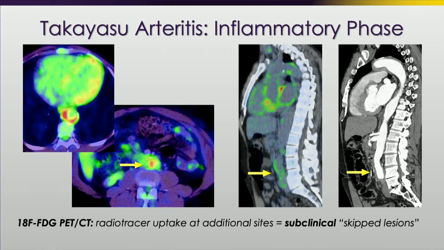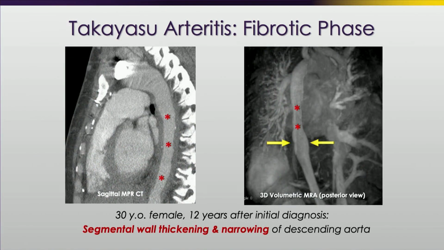In this same case, we can see that there was unsuspected involvement of the lower abdominal aorta and the takeoff of the iliac vessels. Notice that there is some focal FDG uptake in that location. Very important because this establishes also a baseline for this patient. So now we're moving into the more fibrotic phase of Takayasu arteritis.